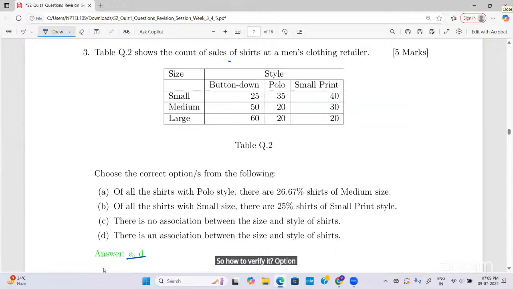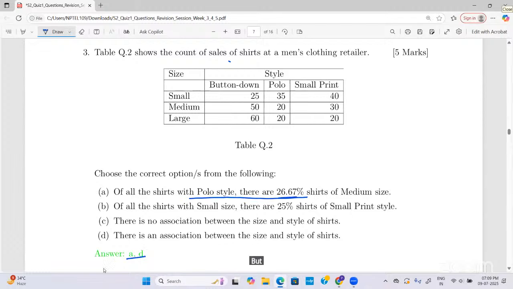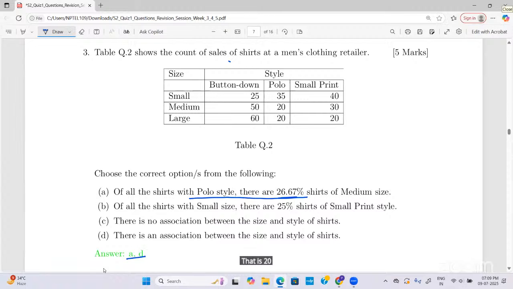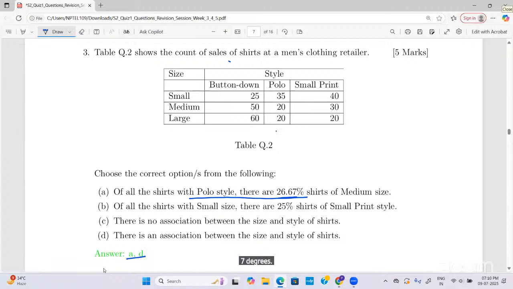Option A says that of all the shirts with polo style, there are 26.67% shirts of medium size. How will you calculate this proportion? By the polo shirts of medium size divided by all the polo shirts, multiplied by 100. How many shirts are there with polo style in total? 75. Okay, so the total is 75.